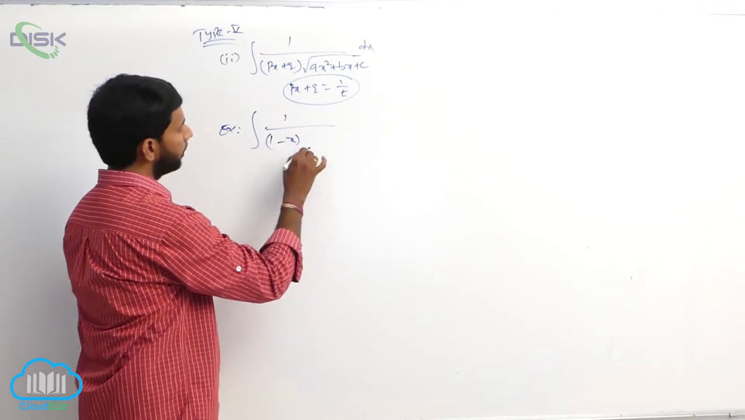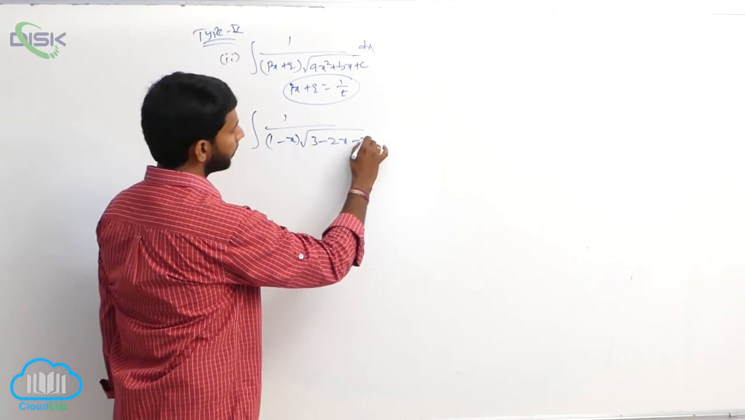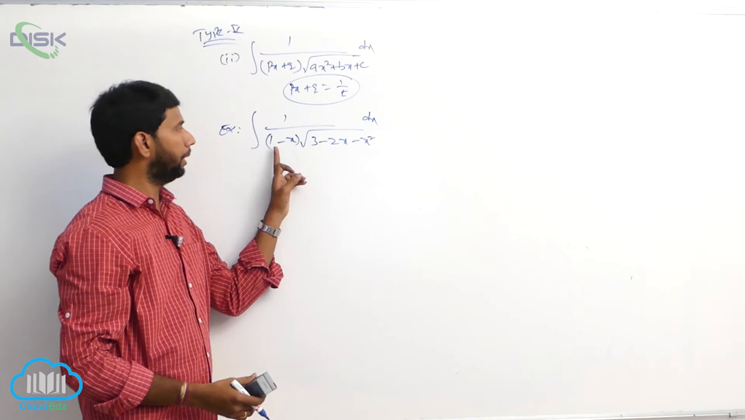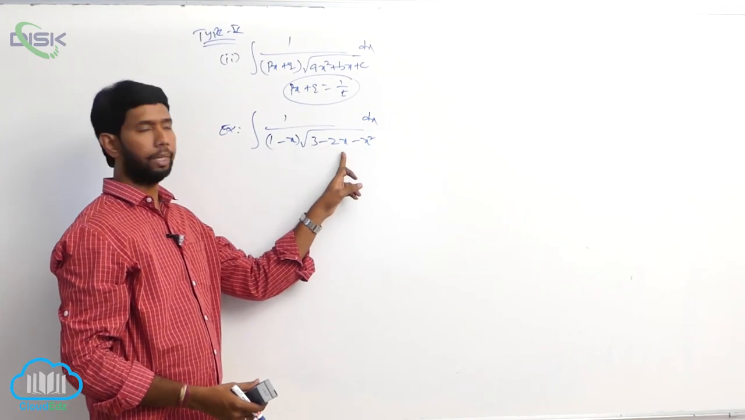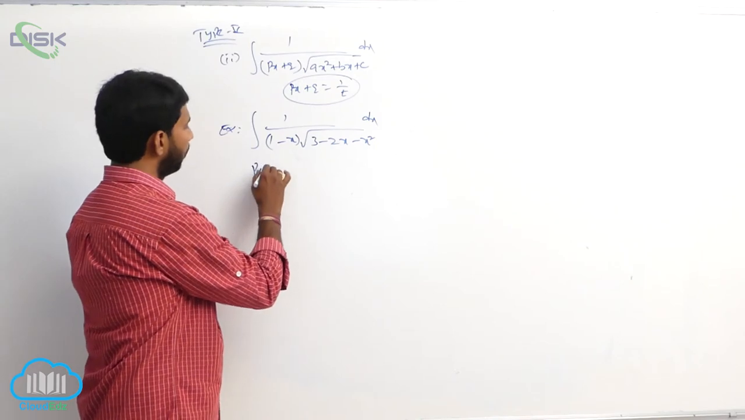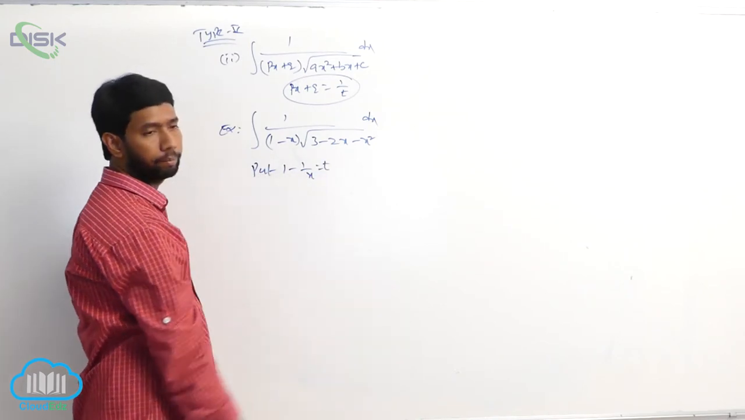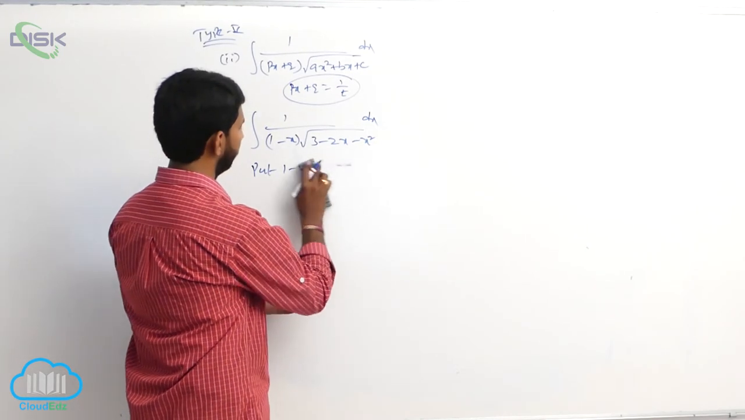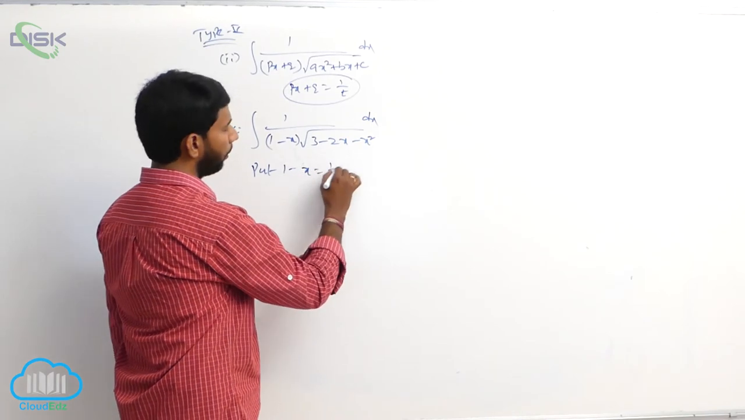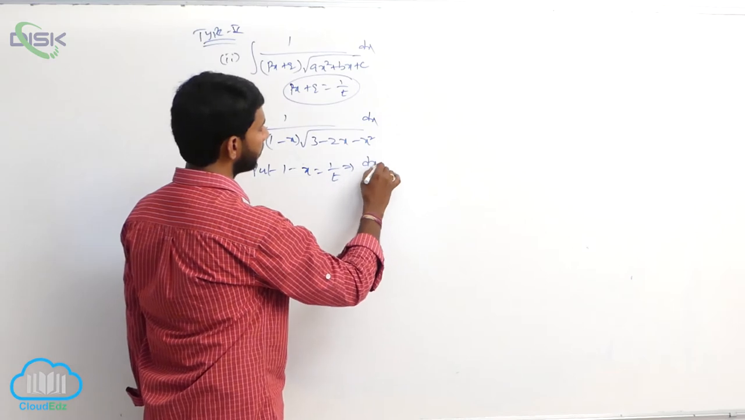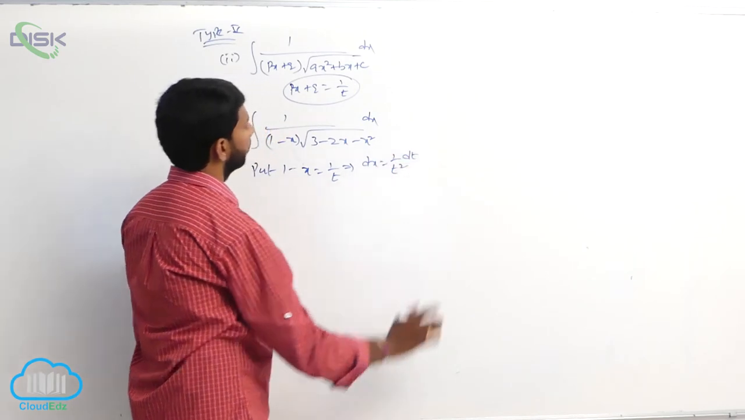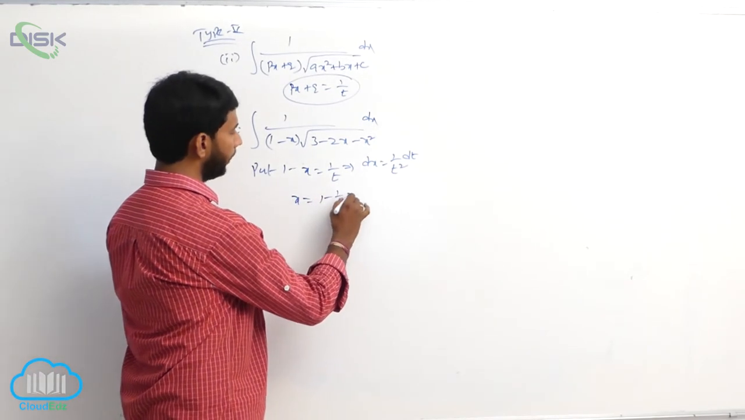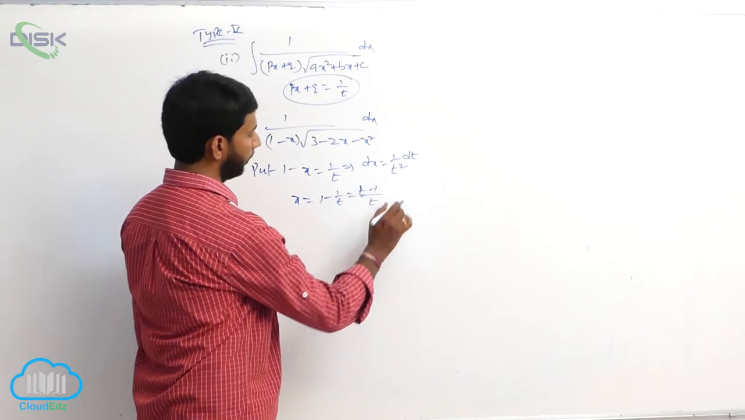For an example, integral of 1 by (1 minus x) into square root of 3 minus 2x minus x square dx. That is a linear into quadratic form in the denominator. Put 1 minus x is equal to 1 by t. Differentiate on both sides, dx is equal to 1 by t square dt. Here x is equal to 1 minus 1 by t, which is t minus 1 by t.